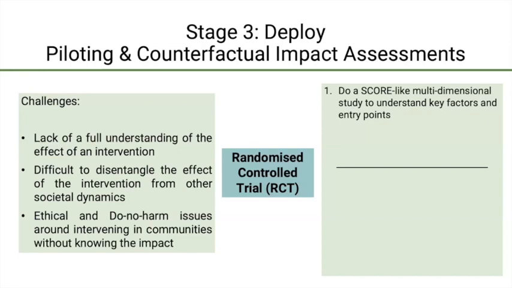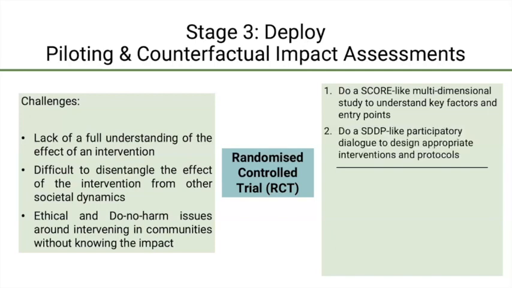This is as I've outlined already: we're assuming that we've already done a SCORE-like multidimensional study that gives us an evidence basis and a bird's eye view of the challenges the country is facing. It talked about the where, the what, and the why. That evidence can help support an SDDP-like participatory dialogue process to devise the process that needs to be implemented, but also to convene a group which will design protocols to be implemented in an intervention. So that's where we go in.